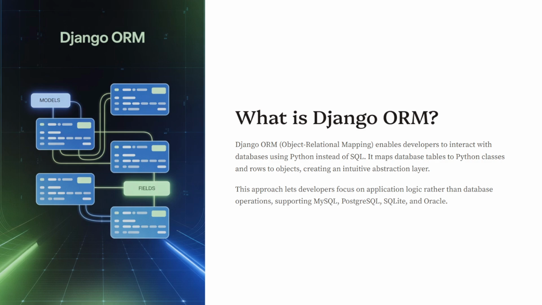In this video we are going to look at what is Django ORM. So Django ORM, which is object relational mapping, enables developers to interact with databases using Python instead of SQL, and it maps database tables to Python classes and rows to objects, creating an intuitive abstraction layer. This approach lets developers focus on application logic rather than database operations, supporting MySQL, PostgreSQL, SQLite, and Oracle.